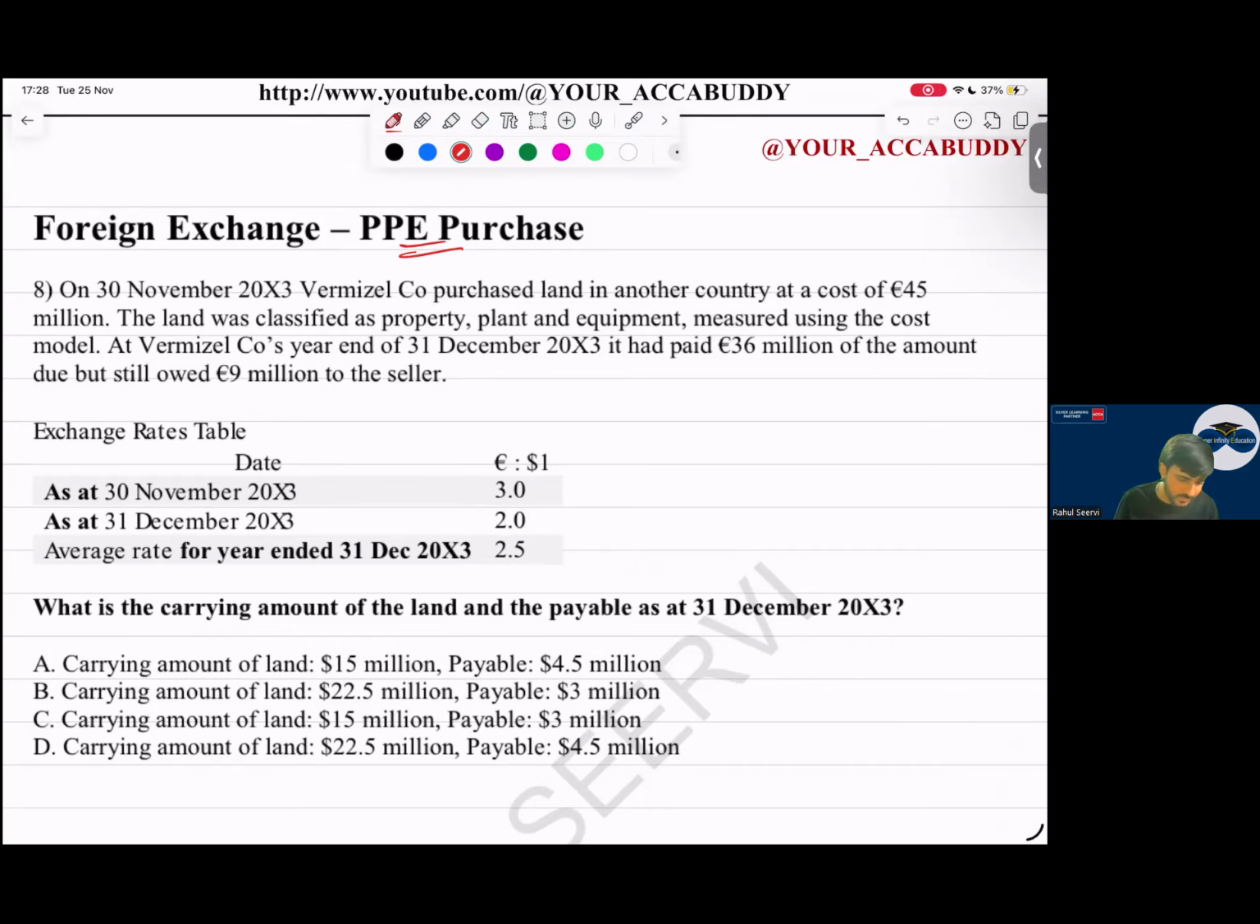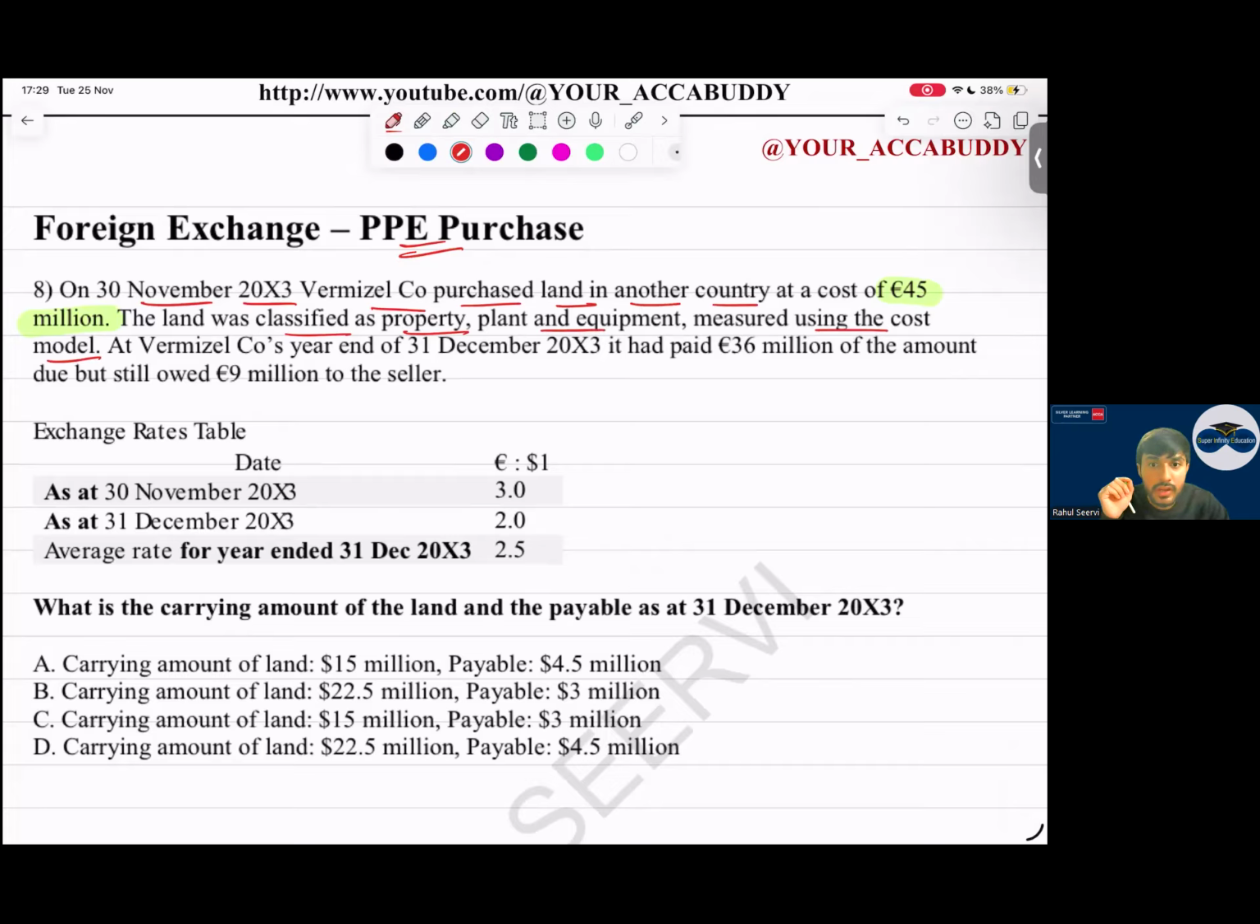So see here now. On 30th November 20X3, company V purchased land in another country. If they are purchasing in another country, it will be a foreign currency for them, other than the functional currency, that is 45 million euros. The land was classified as PP. If it is PP, it will be a non-monetary item, measured using the cost model.